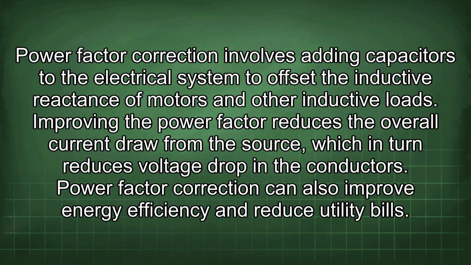Power factor correction involves adding capacitors to the electrical system to offset the inductive reactance of motors and other inductive loads. Improving the power factor reduces the overall current draw from the source, which in turn reduces voltage drop in the conductors. Power factor correction can also improve energy efficiency and reduce utility bills.